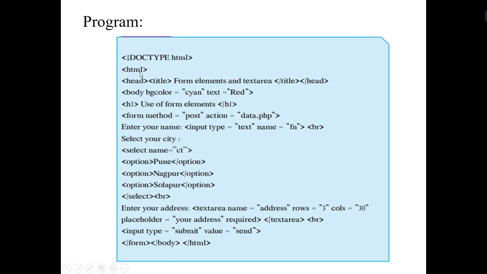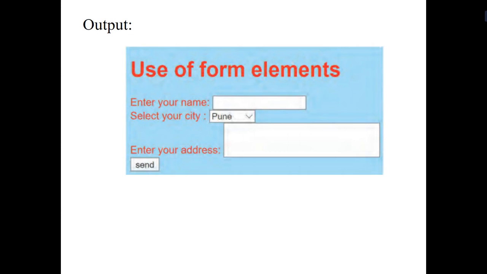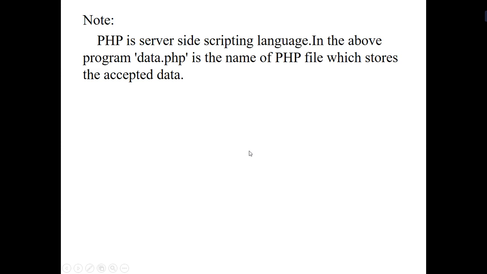Remember, the first tag should be HTML and the end tag should be HTML. Everything written in the program should be enclosed within these HTML tags. Okay. Now once we have completed our program, we will save the program with the .html extension and then we will execute the program on the browser. When we execute the program on the browser, you will see the output like this. That is, you will enter your name, you can write your name with the help of the cursor. You can select your city from this and enter your address over here. So in this way, we have seen how to create a form using HTML.